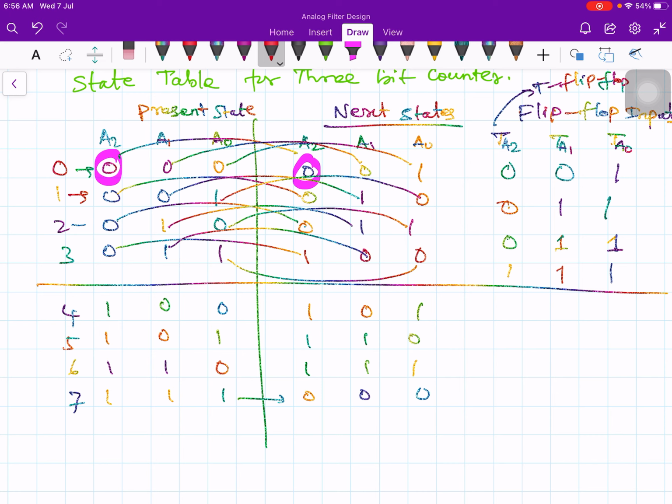Let me put a red. 1 to 1, 0, no change. 0 to 0, no change, 0. And 0 to 1 complemented, so 1.